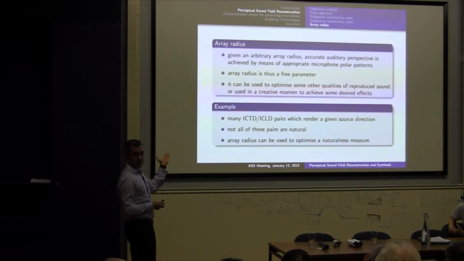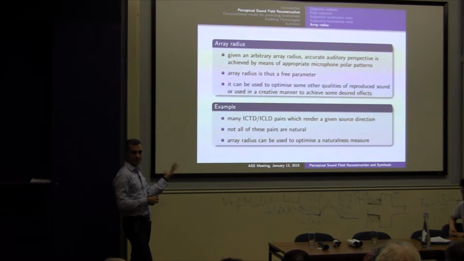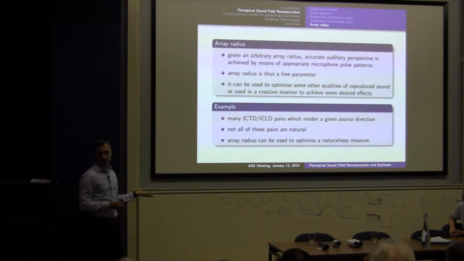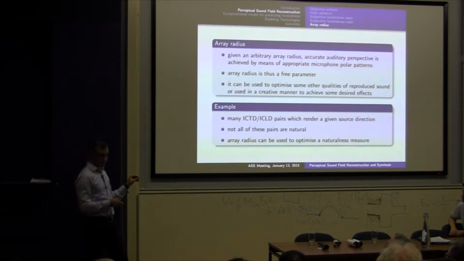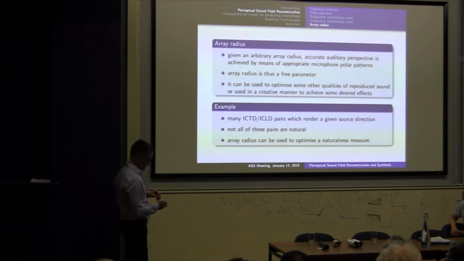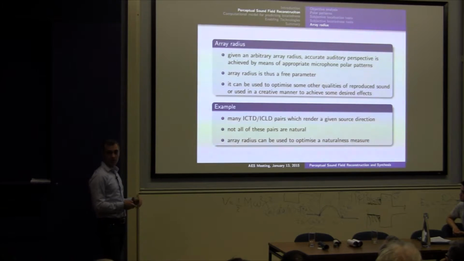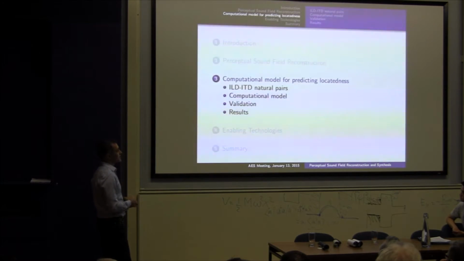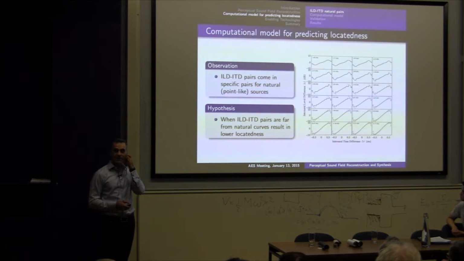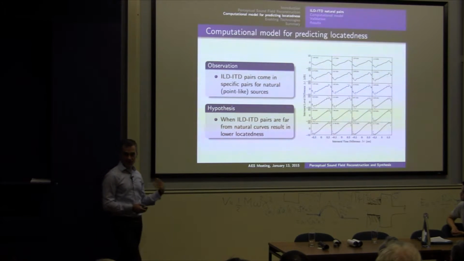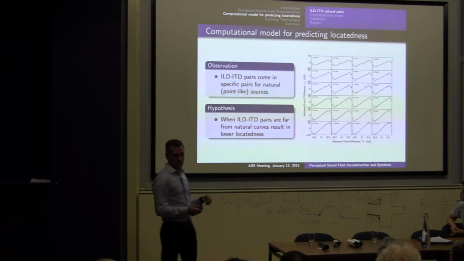But we see that that leaves array radius as a free parameter, which leaves some further freedom to optimize other parameters, because we haven't really given any answer to what is the optimal array radius yet. And one parameter that we are going to try to optimize is so-called naturalness or locatedness. It turns out that there is a not so clear distinction between locatedness and naturally sounding sound, and now I'm going to explain why that is the case.